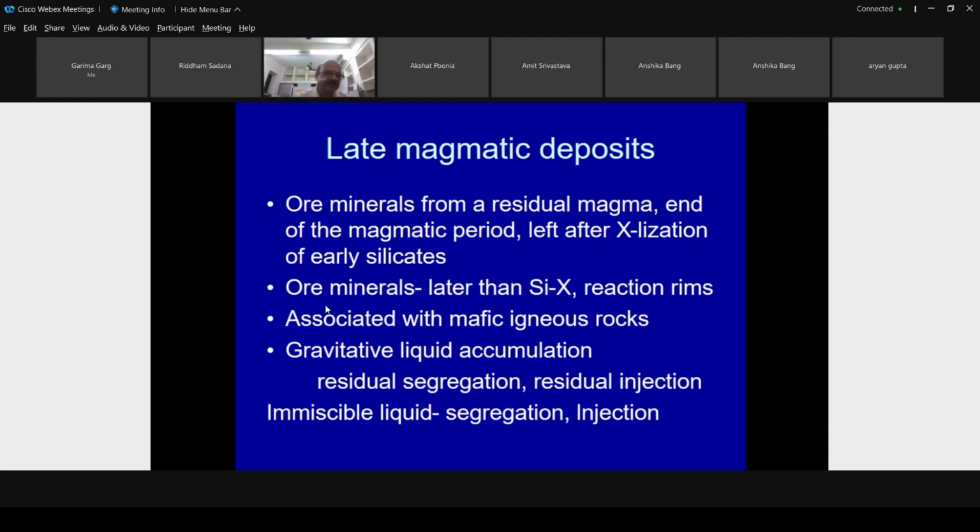Now let me talk to Amit Srivastava. Yes, sir. What do you mean by early magmatic crystallization? Sir, for example, now we are talking about late magmatic. The last class we discussed the early magmatic process. What do you mean by early magmatism? What all happens in early magmatism? What all happens in late magmatism?